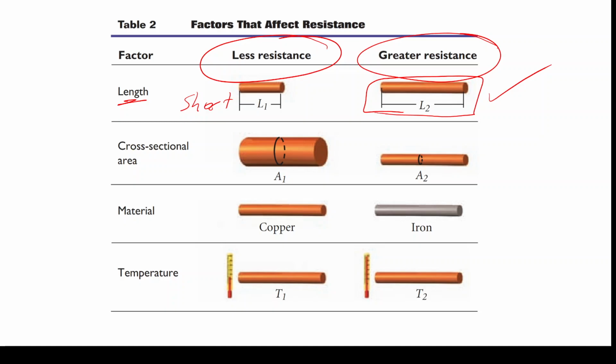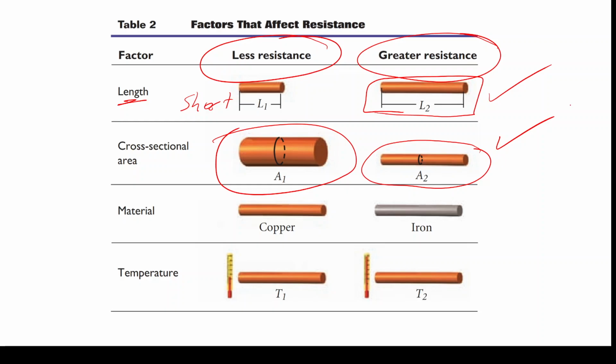What about the area? Well, it's also obvious. If the area is big, if it's wide, the cross-sectional area, then you have a lot of space to walk through. You're not being confined into a tiny space, so less resistance. But what about if the wire is very narrow and it's very tight and you cannot move through it easily? So that means a lot of resistance here.